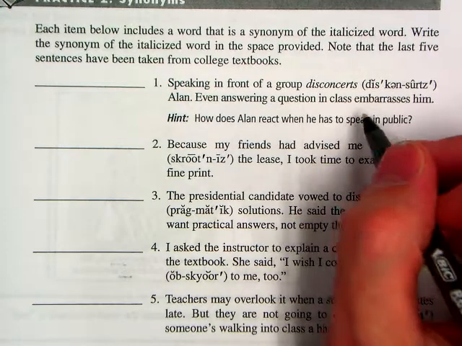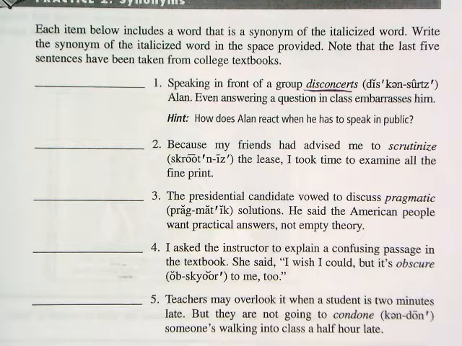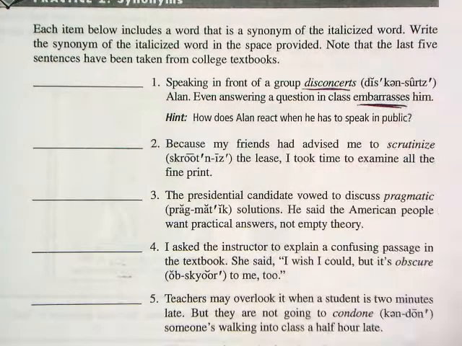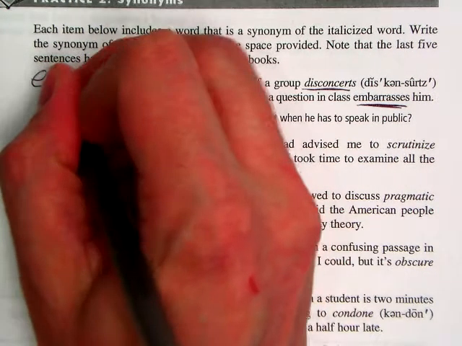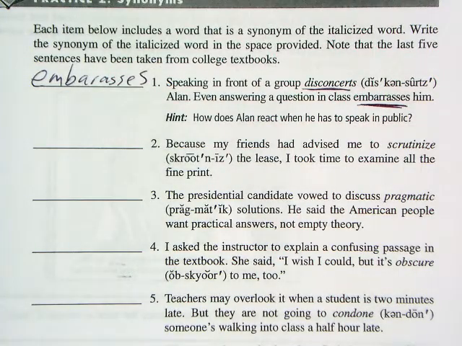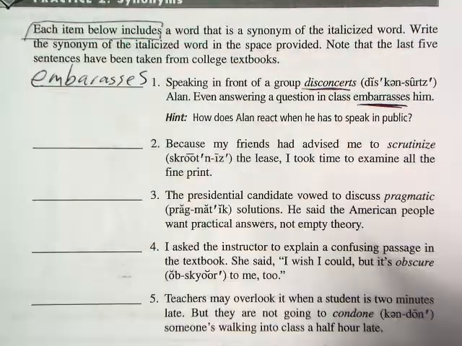There had to be a connection, though. Speaking in front of a group disconcerts Alan. Even answering a question in class embarrasses him. That's the closest word that means the same thing as disconcerts. So the correct answer there would have been embarrasses. Remember, we had to identify a synonym inside of the item. It says each item below includes, so the synonym is somewhere in these two sentences.